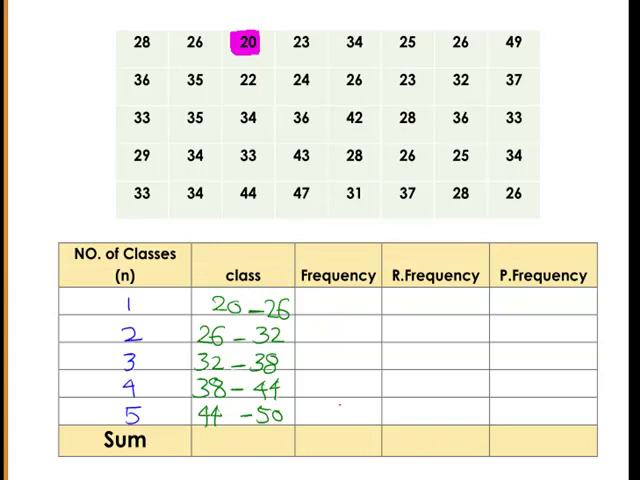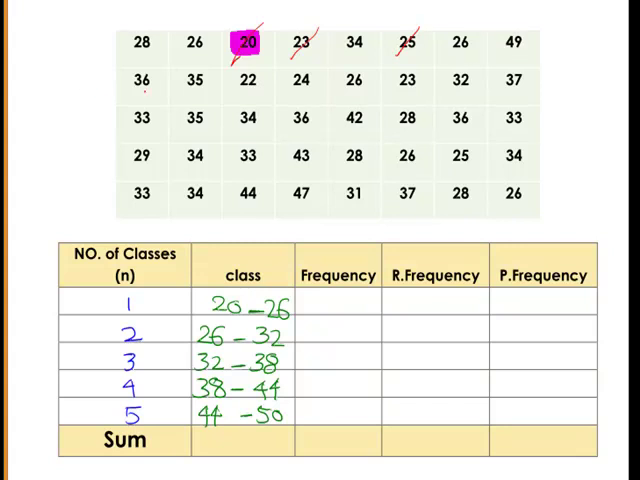So let's find the frequency for the first class, from 20 to 26. Let's go back to our data. 28, it's not in my range. 26, it's not in my range. 20, yes, so this is one. Let me cross out the data to make it easy for you. And then 23, this is another number in the same range. 32 is not. 25, yes, it's less than 26. And here we have 26, but as I said before, I cannot count 26.